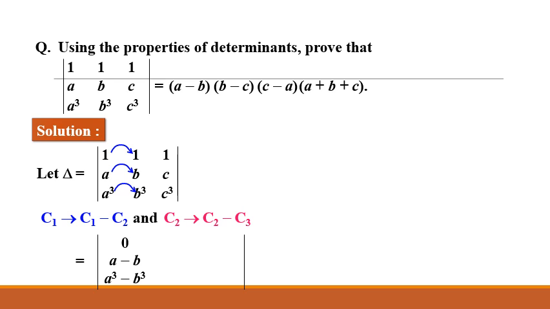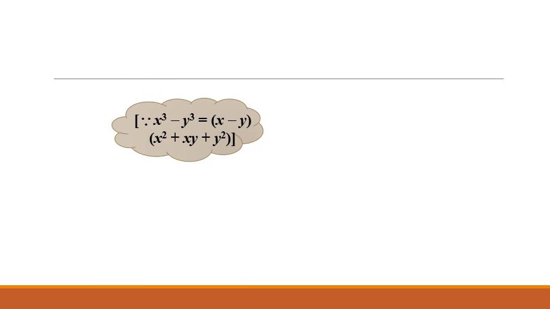Next, we apply the operation C2 implies C2 minus C3. The first element of C2 minus the first element of C3 is 0. Second element will be b minus c, and third element will be b cube minus c cube. The elements of C3 will remain as it is, that is 1, c, c cube. Next, we make use of the identity x cube minus y cube equal to x minus y into x square plus xy plus y square, and expand the elements in R3.